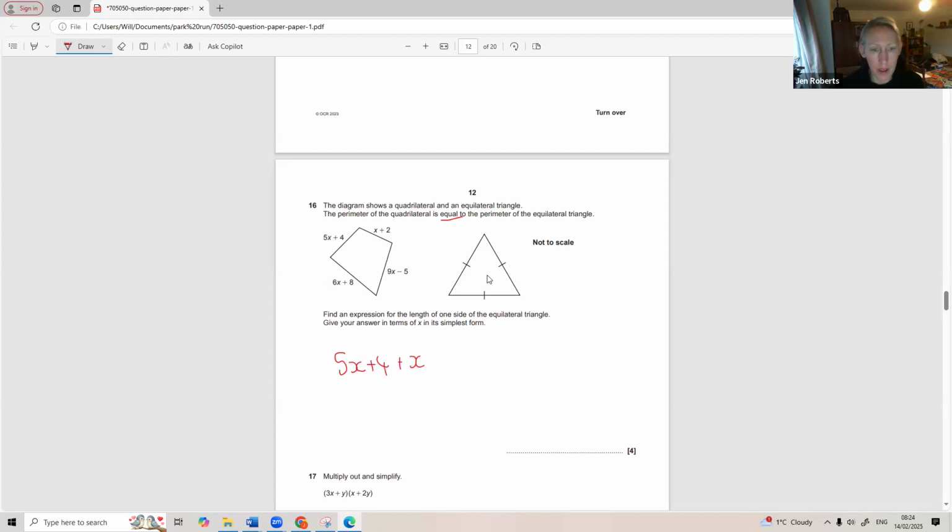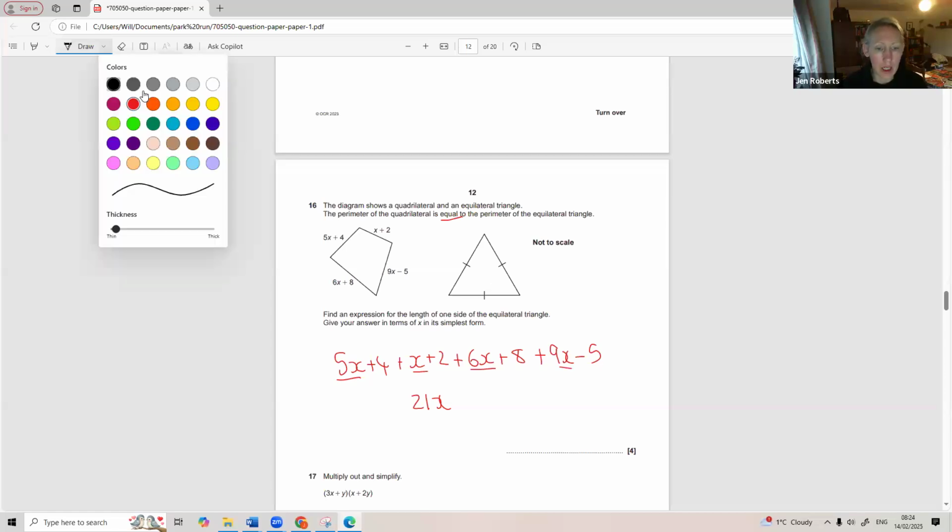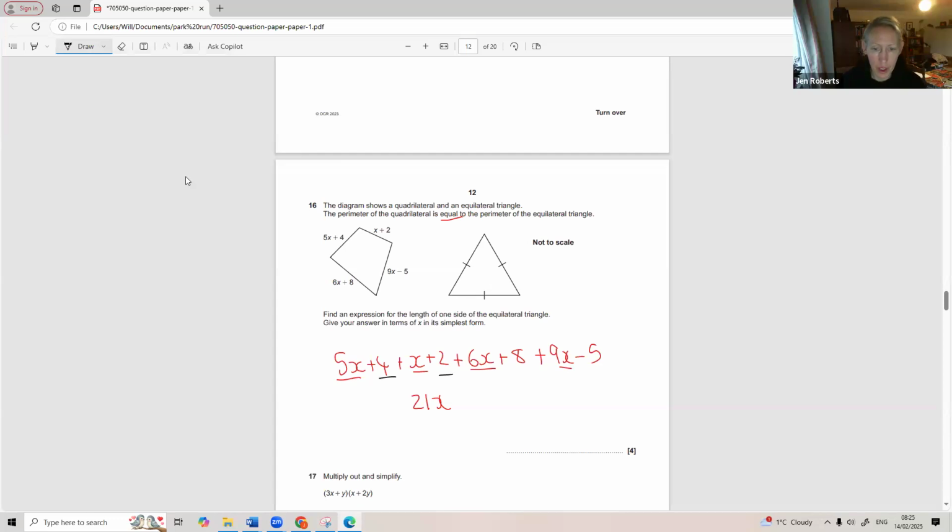How do you find the perimeter? The perimeter is the distance around the entire shape. So I'm going to add all my sides together. Let me simplify that. So I've got 5x, add 1x, add 6x, add 9x. Gives me 21x. Just collected all my x's. Now I need to collect all my numbers together. 4 add 2, add 8 minus 5. Minus 9.